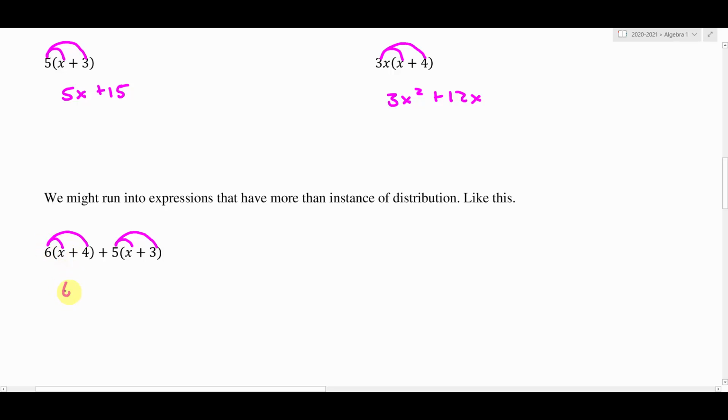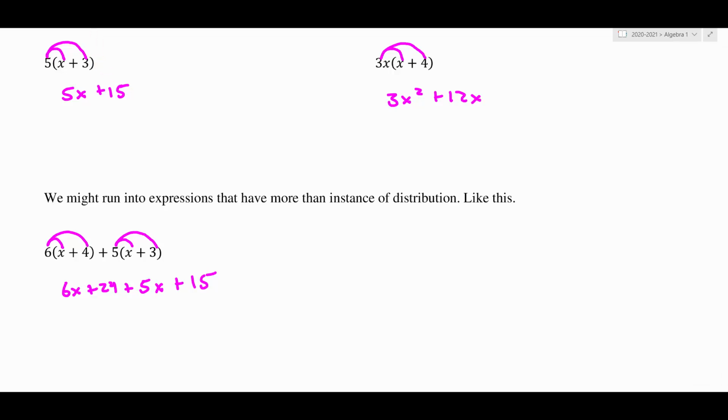All right, so just do it one thing at a time, right? 6 times x is 6x. 6 times 4 is 24. And it's going to be positive, right? Because it's a positive 6 and a positive 4. And I come over here, right? So we got 5 times x, so we've got plus 5x, and then 5 times 3 is 15. Okay, so we see the results of both distributions being added together.